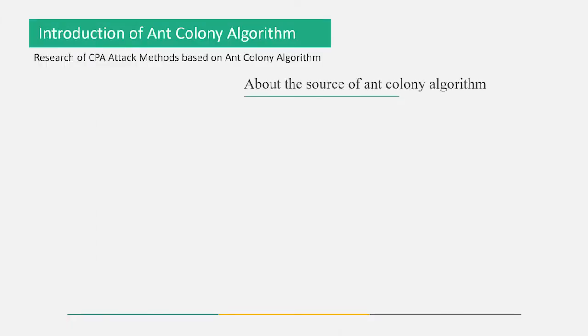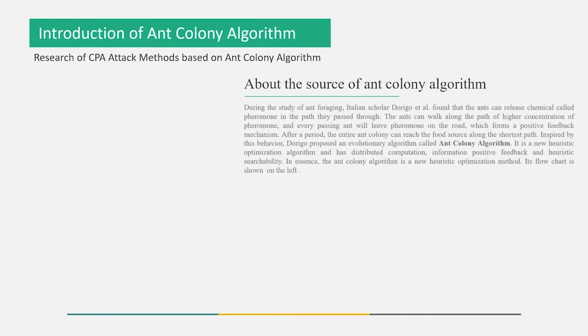Italian scholar Dorigo found that ants release a chemical called pheromone on the path they pass through. The ants walk along the path with a higher concentration of pheromone, and every passing ant leaves pheromone on the road, which forms a positive feedback mechanism. After a period, the entire ant colony can reach the food source along the shortest path.